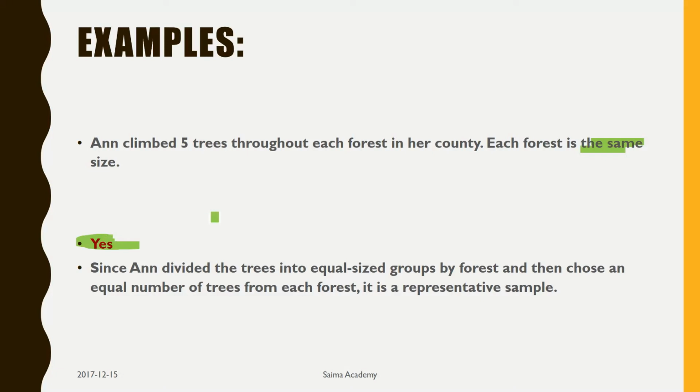And I told you before that if you say yes or no, there should be some explanation or some logic behind it. So the explanation is since Anne divided the trees into equal size groups by forest and then chose an equal number of trees from each forest, it is a representative sample.